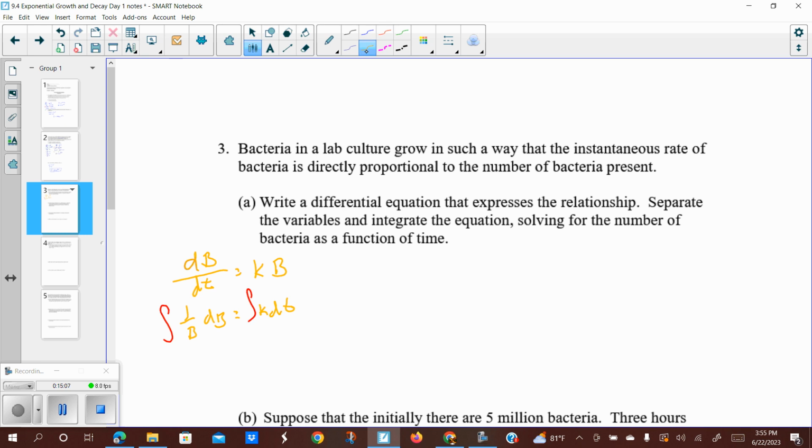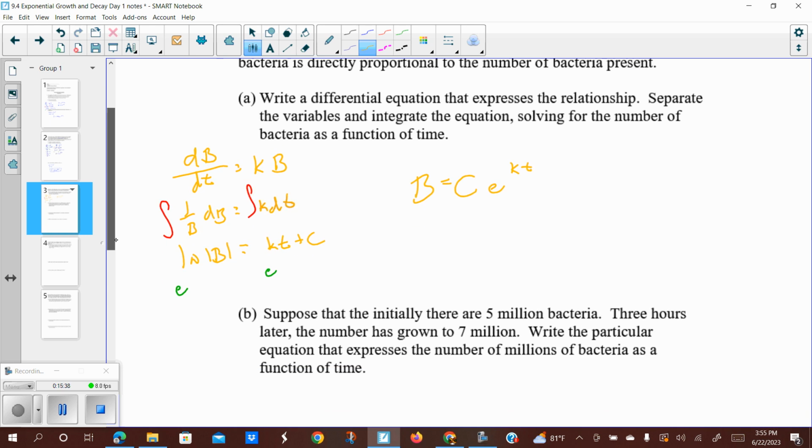And when we take the antiderivatives, natural log absolute value of b will then equal kt plus c. And then we will exponentiate. And therefore b will equal c e to the kt. Again, this should all look very, very familiar.